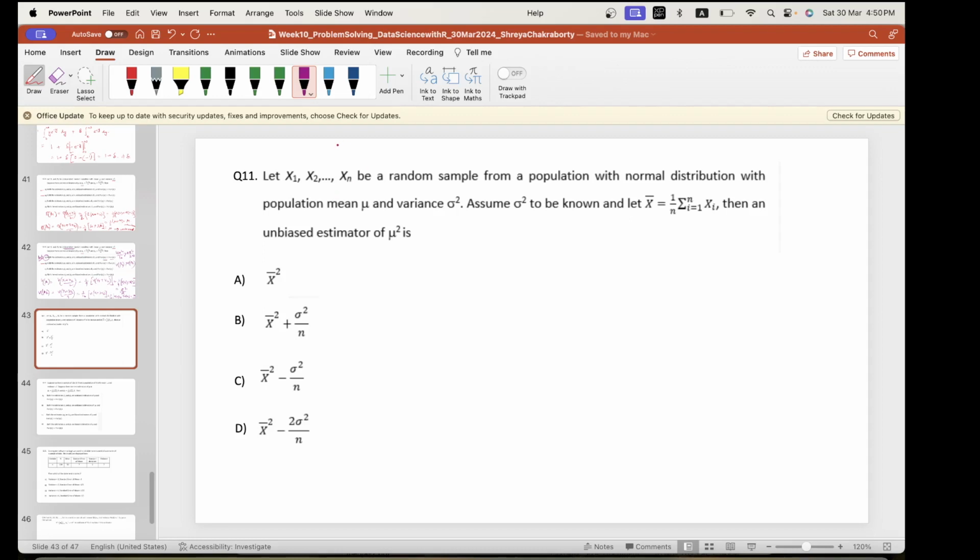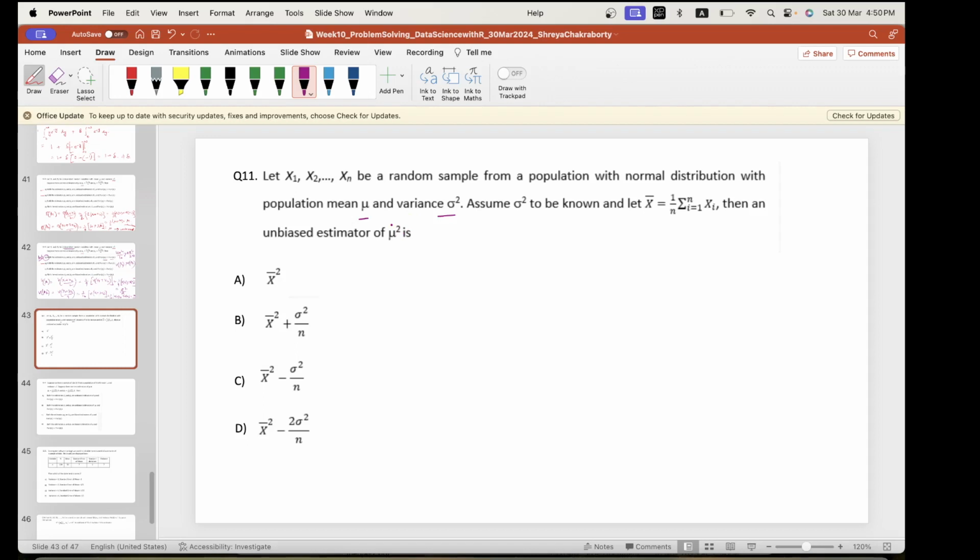Here they are saying if x1, x2, ..., xn be a random sample from a population with normal distribution with population mean mu and variance sigma square, assume sigma square to be known and let x bar be this thing, then an unbiased estimator of mu square is how much?